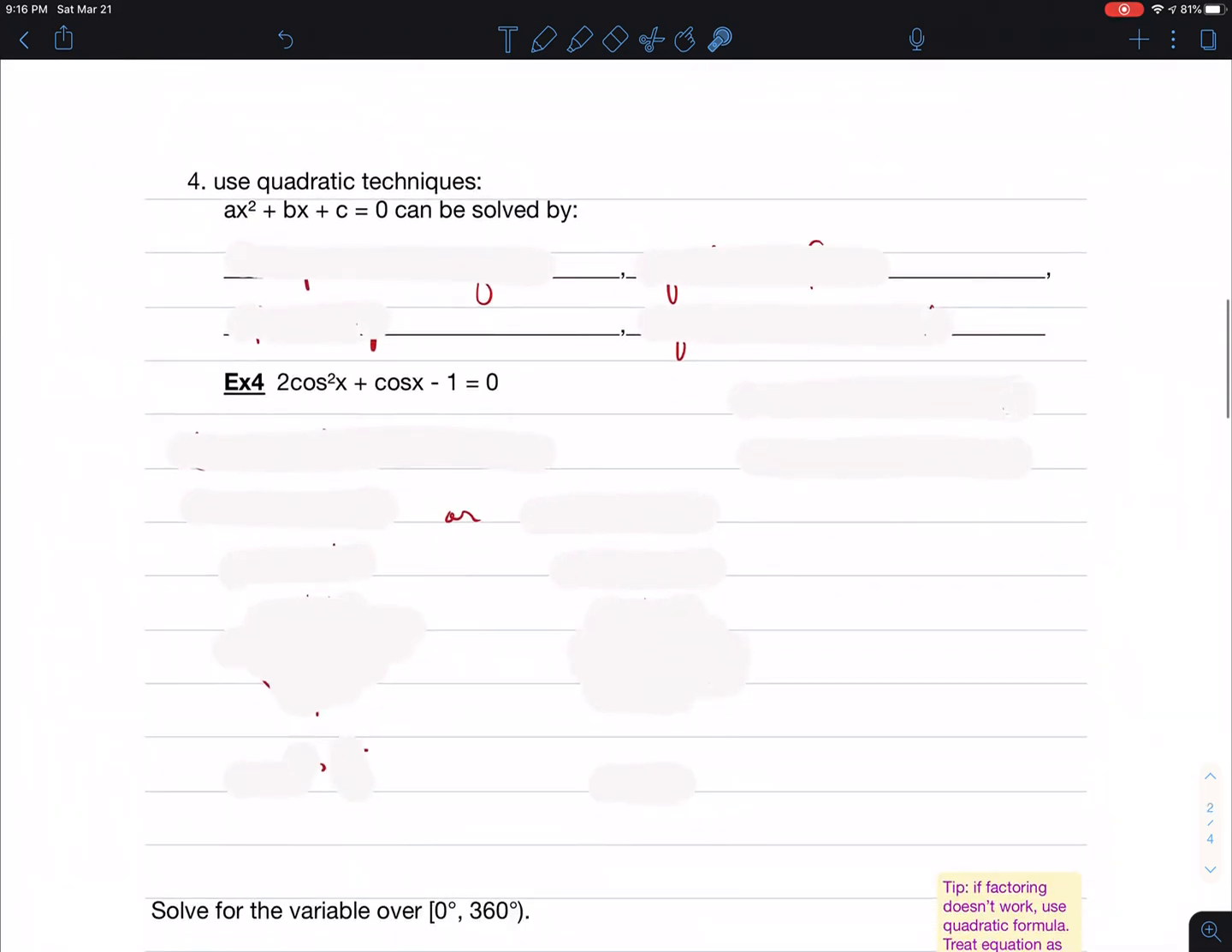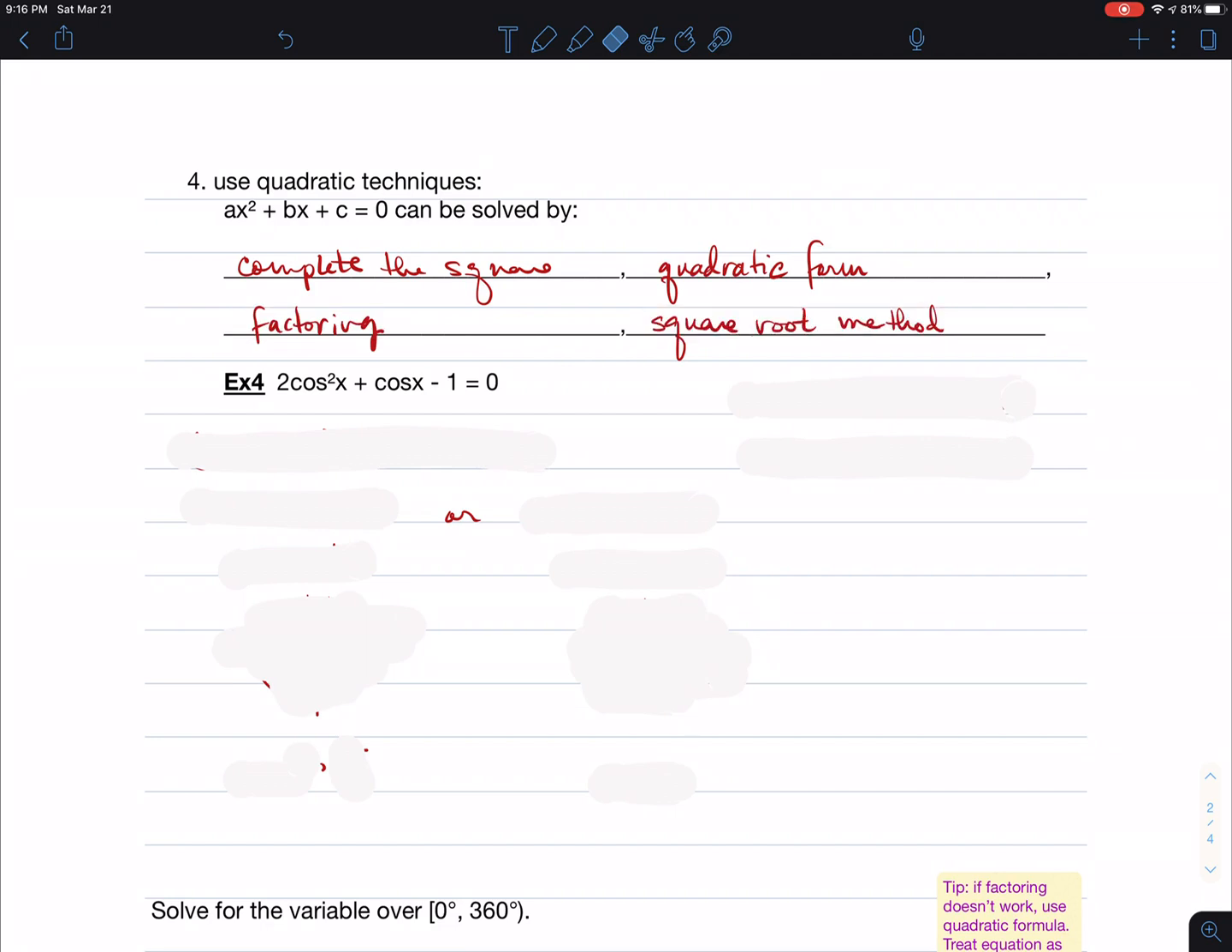All right, so we've got some techniques that can be used if I'm working with quadratics here, which I have been. And so the quadratic equation, ax squared plus bx plus c equals 0, there's 4 different methods that can be used to solve it. You could use completing the square. Remember that we did that back in an earlier chapter. And you could use the quadratic formula. You could use factoring, and you could use the square root method.